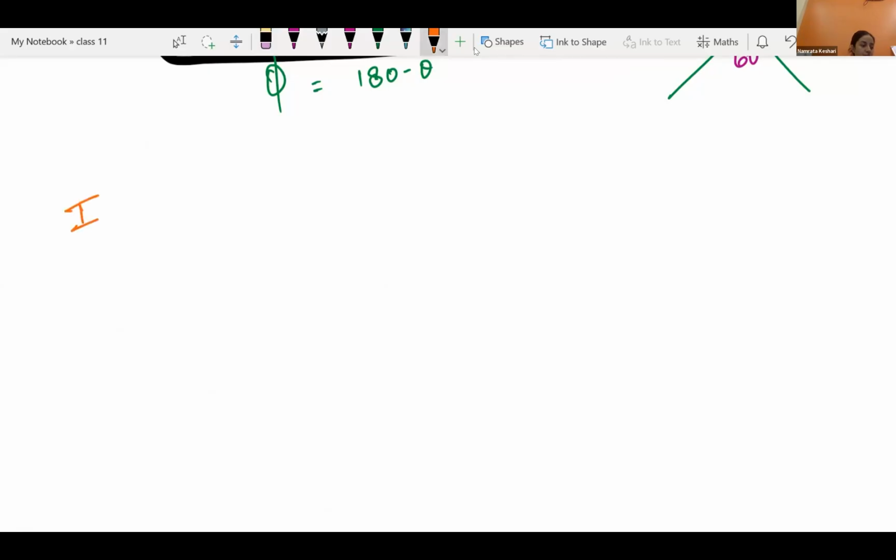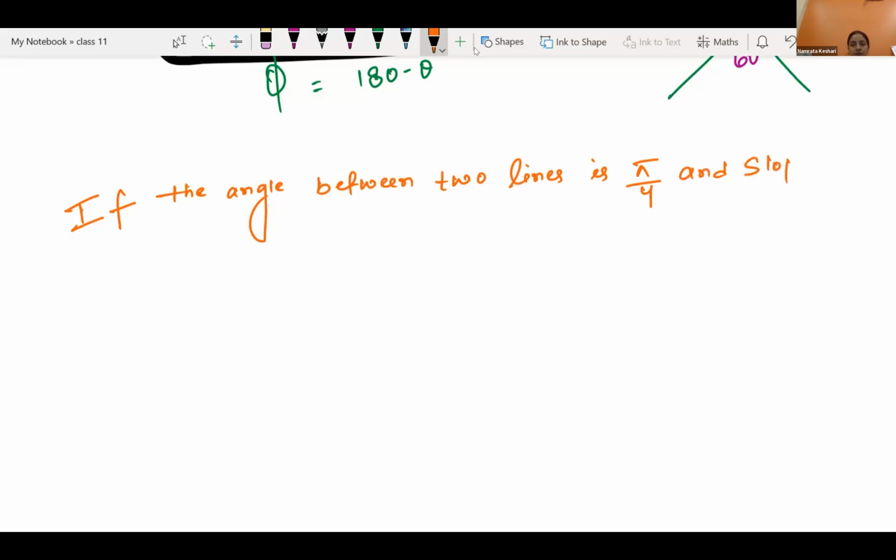If the angle between two lines is pi by 4 and the slope of one of the lines is 1 by 2, find the slope of the other line.